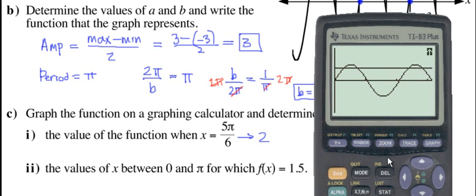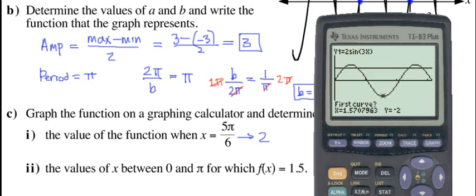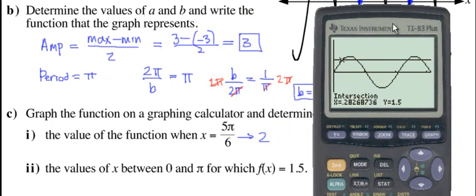To find them, you use second trace intersect. And we have to find these one by one. First it asks, is this the first curve? When you're finding an intersection, it wants to know what 2 curves you're talking about. So is this the first curve? Yeah. Is this the second curve, 1.5? Yeah. Where's your guess? And now we have to move the bug over to the intersection point we want to find. So the first one is 0.2827. They say to 2 decimal places, so 0.28 should do it for that.